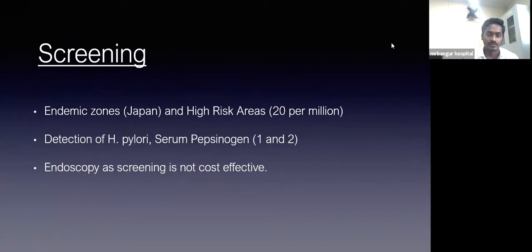Screening usually involves detection of H. pylori, serum pepsinogen, and the ratio between serum pepsinogen 1 and 2. Endoscopy as a screening is not cost-effective. HER2 testing is done only in the metastatic cases, where if the tumor is responding to Herceptin, then they have a good prognosis compared to the other patients.